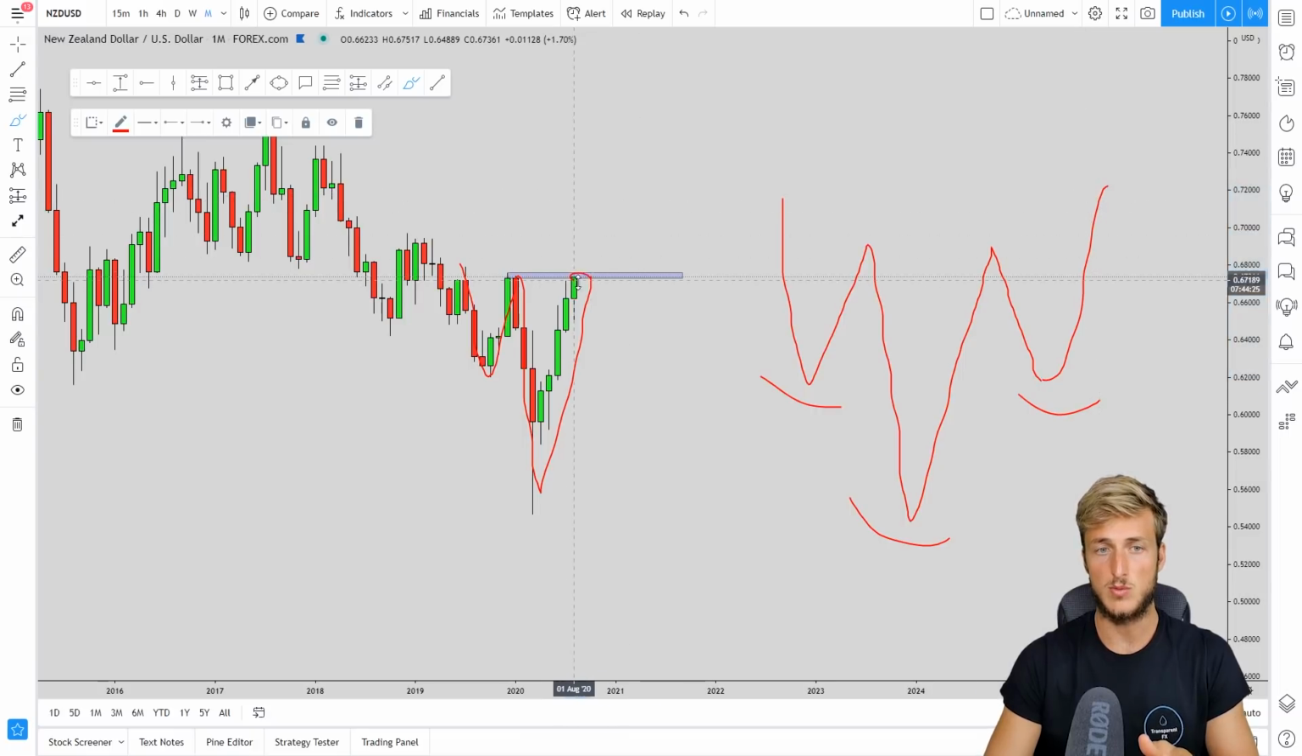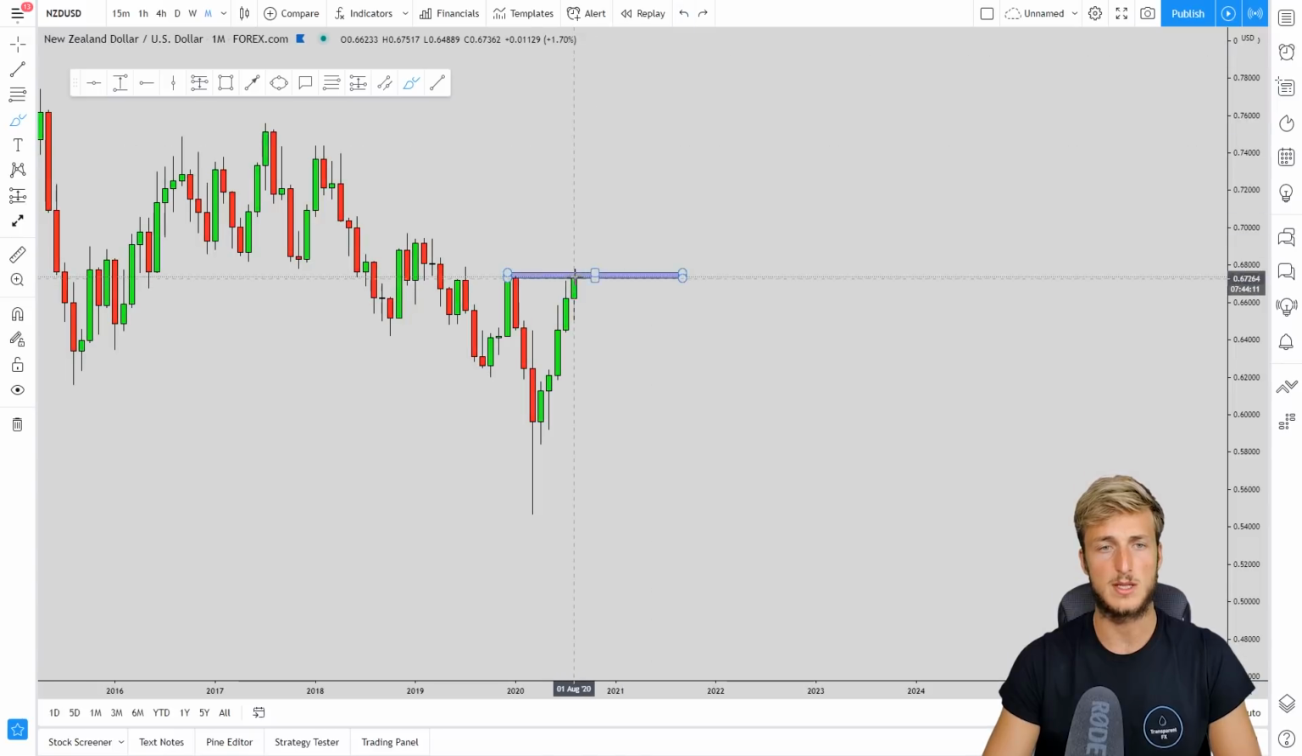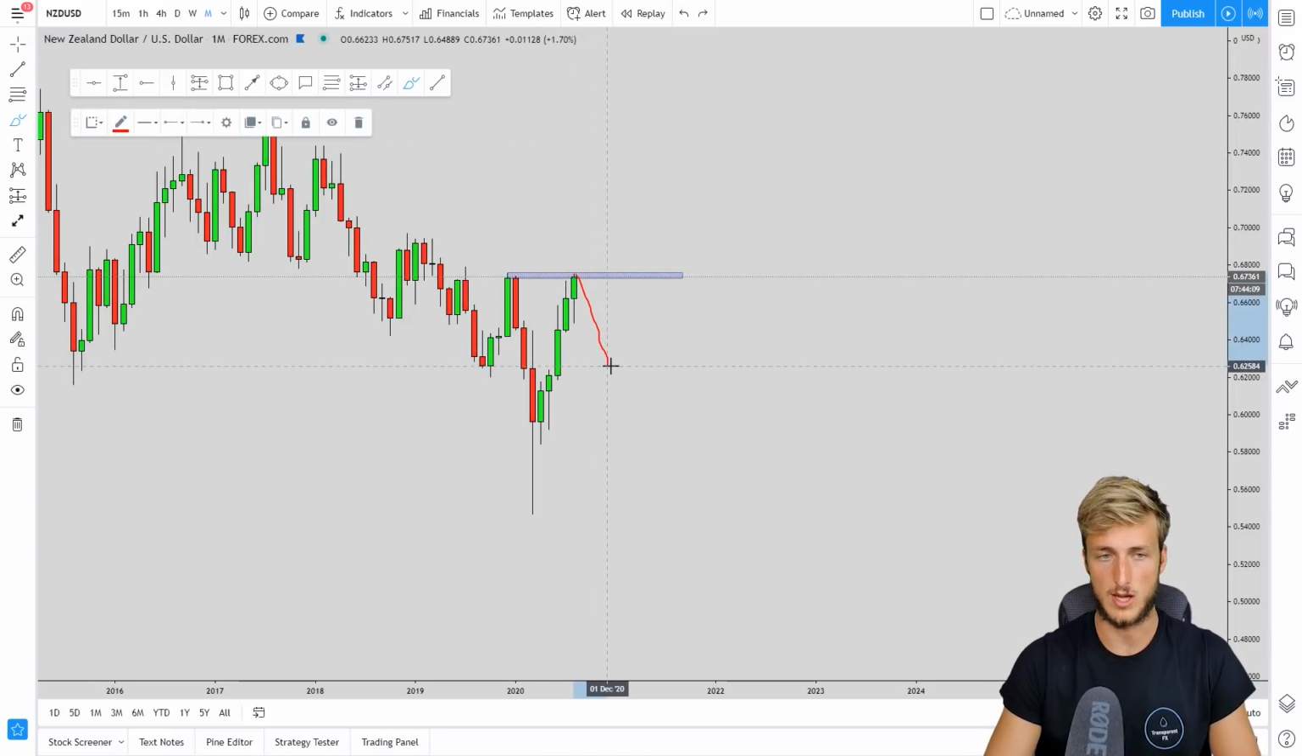Meaning that from here, we can definitely expect the market to give us a move to the downside to create this right wave for the creation of the head and shoulders pattern, specifically an inverted head and shoulders pattern. So from a monthly perspective, we expect a wave to the downside.